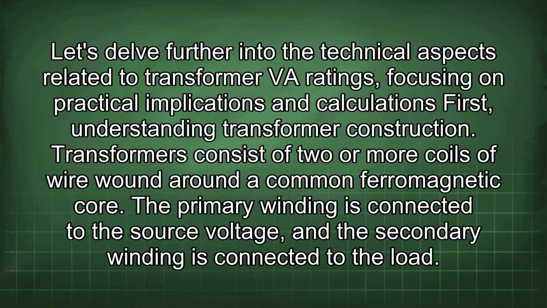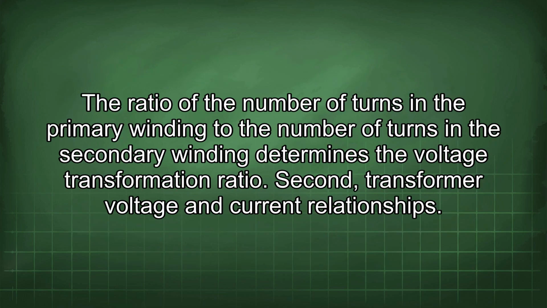Let's delve further into the technical aspects related to transformer VA ratings, focusing on practical implications and calculations. First, understanding transformer construction. Transformers consist of 2 or more coils of wire wound around a common ferromagnetic core. The primary winding is connected to the source voltage, and the secondary winding is connected to the load. The ratio of the number of turns in the primary winding to the number of turns in the secondary winding determines the voltage transformation ratio.